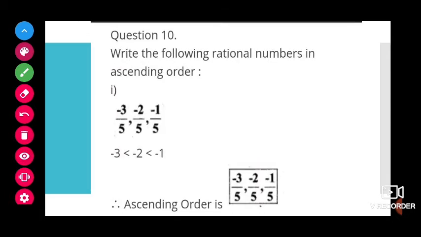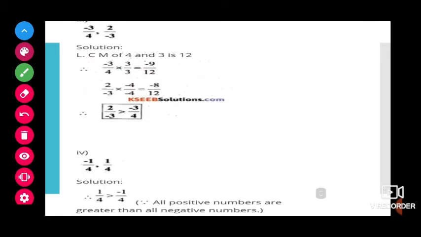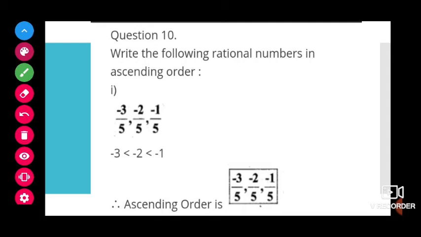Next one, write the following rational numbers in ascending order. Here children, we are having more than 2 rational numbers. In the previous method, as I told you, cross multiplication you can do, but here we cannot do that. Compulsorily we have to take the LCM. If they already have the same denominator, no need to go for the LCM process. Here in the first one, all are having the same denominator, so we can compare the numerators directly.